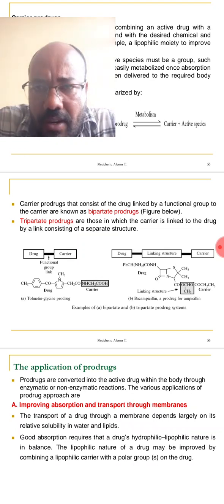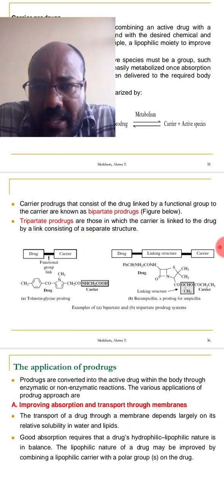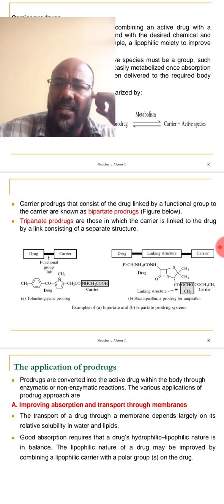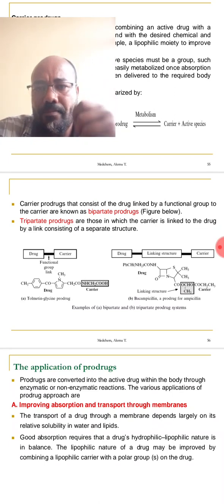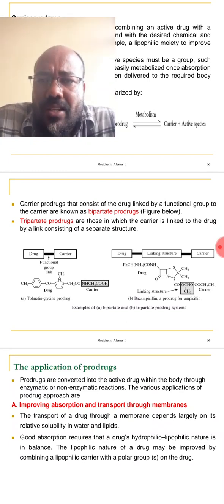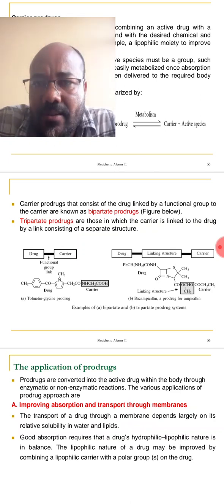What is the objective of prodrugs? What is the advantage of prodrugs? Why can we not use the active drug as it is? For example, salicylic acid is the most common, or the oldest, type of analgesic drug. Why can we not use salicylic acid?